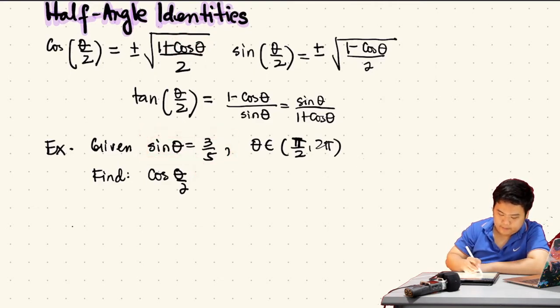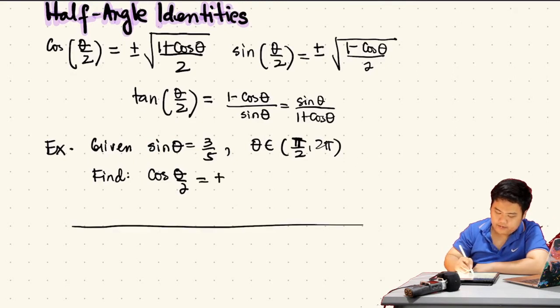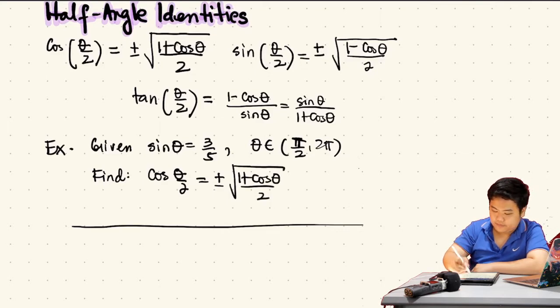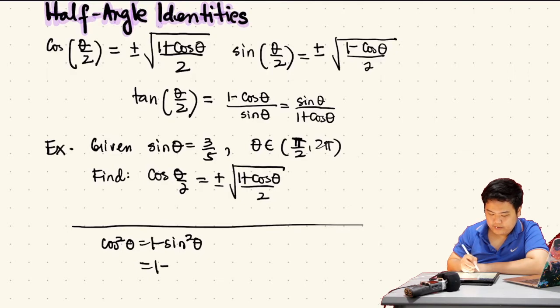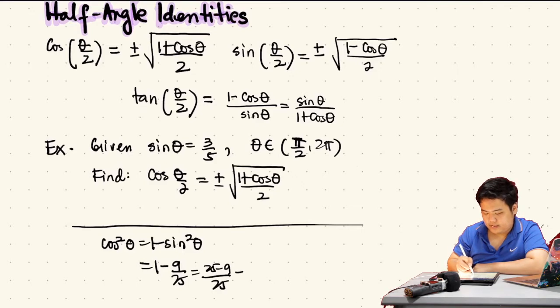And ito, this is plus minus square root of 1 plus cosine theta over 2. Okay ka lang. So, ano iyon? So, gamit tayo ng Pythagorean identity. Cosine square theta is 1 minus sine square theta. Sine square is 9 over 25. So, this is 16 over 25. Or cosine theta is plus minus 4/5.